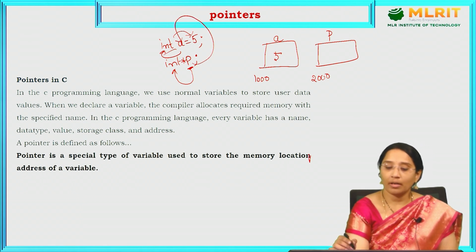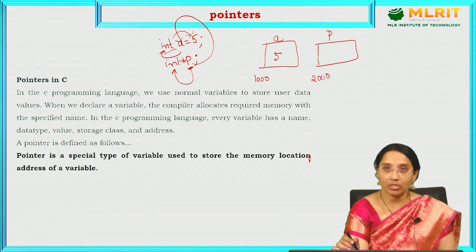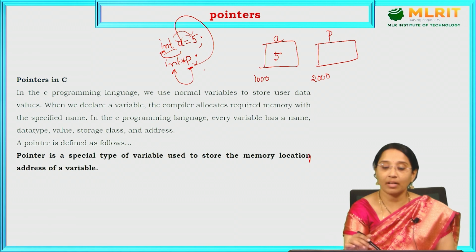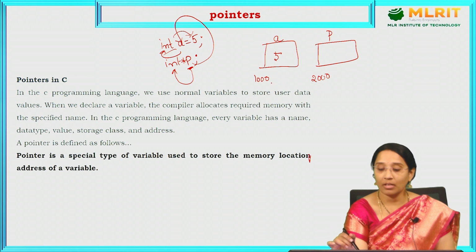Here A is a variable which is assigned the value 5 and that is at the location 1000. Here P is a pointer variable. Let us consider the address of P. Those variables also have some memory, they will be stored in memory, so it also has some address. So it is at 2000 location. For our convenience we have taken the addresses 1000 and 2000.